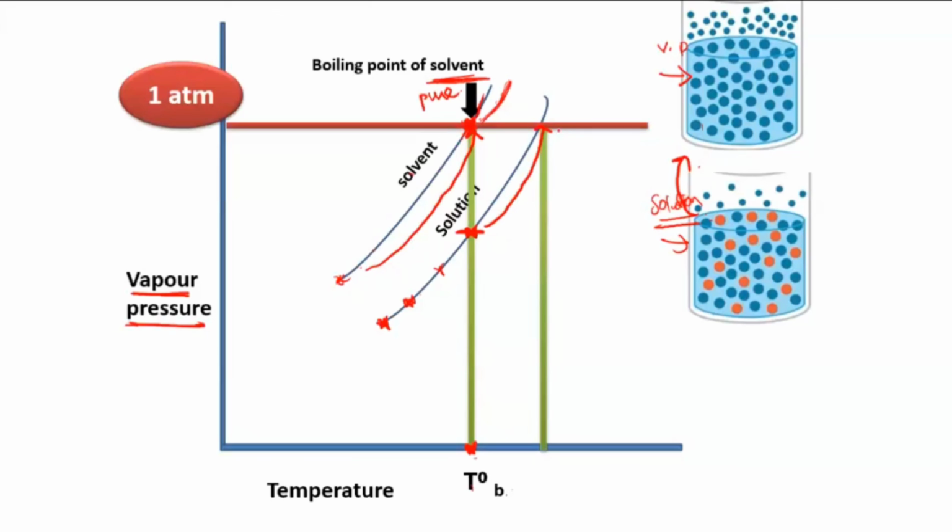Okay, so that extra temperature which I have given here, that itself is elevation in boiling point. So this point I am taking as the boiling point of the solution, when the solution's vapor pressure becomes equal to the atmospheric pressure. Dropping that down, you will get the temperature at which the solution has boiled. That I am taking as TB. Okay, this is for solution one.